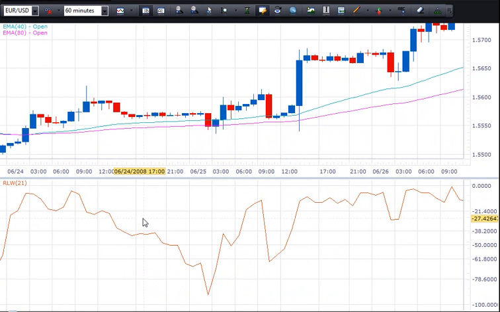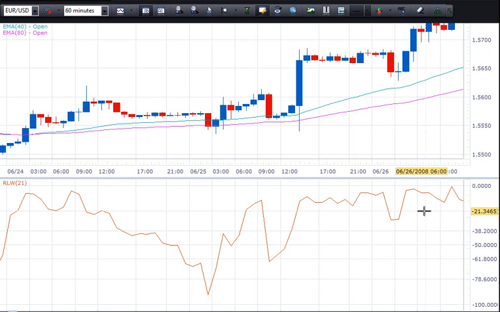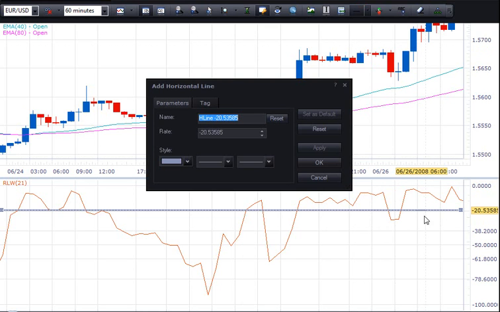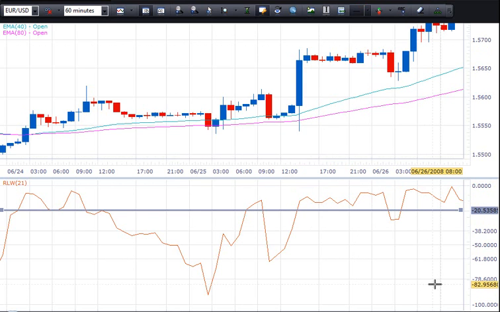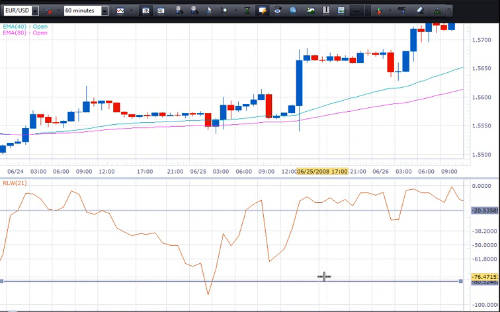Now at this point it doesn't mean a lot. It's a little bit confusing, and like I said earlier, we want to keep things simple and easy to understand. So what I'm going to do is add 2 lines to this indicator. The first line being -20, the second line being -80.